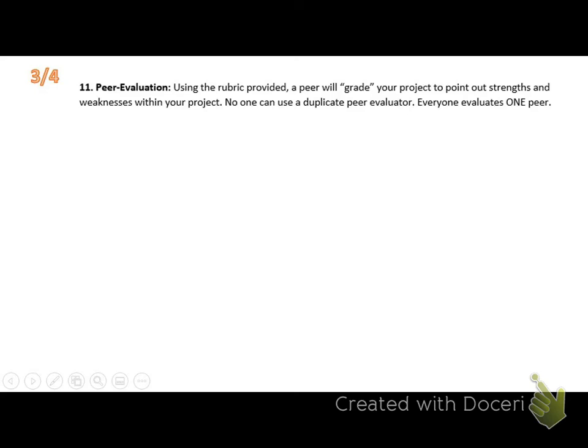So, no one can use a duplicate peer evaluator. Everyone evaluates one peer. Just because someone finishes first, he's not evaluating all of your papers. He evaluates just the one. Just using your name as an example.